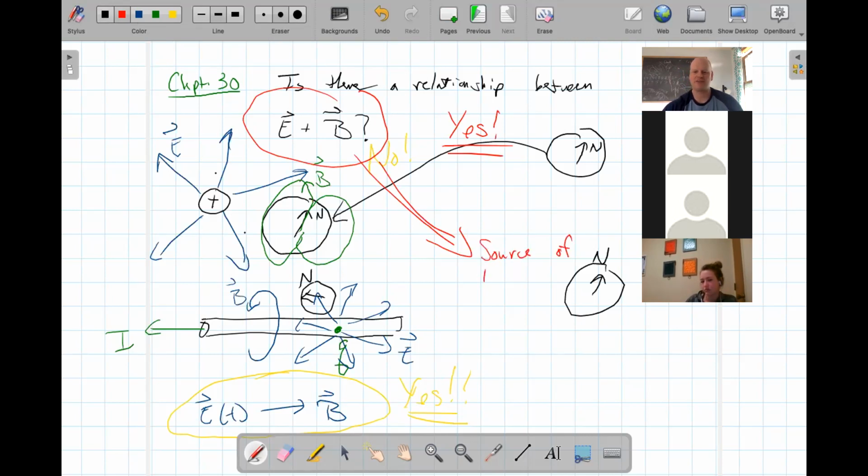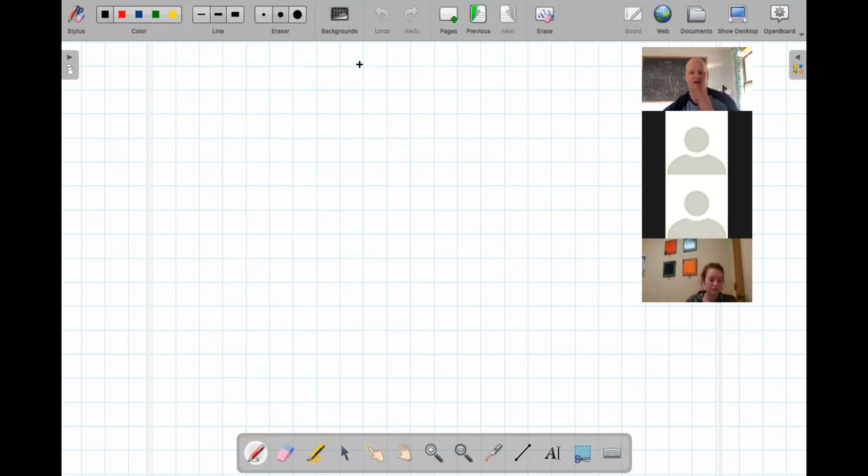Without this relationship between the two, we would never have electromagnetic radiation. We wouldn't have light, which means we wouldn't be able to see anything, which means we'd have zero information about things, and our life would be kind of sad. We'd still be able to hear things, but it wouldn't be as fun.